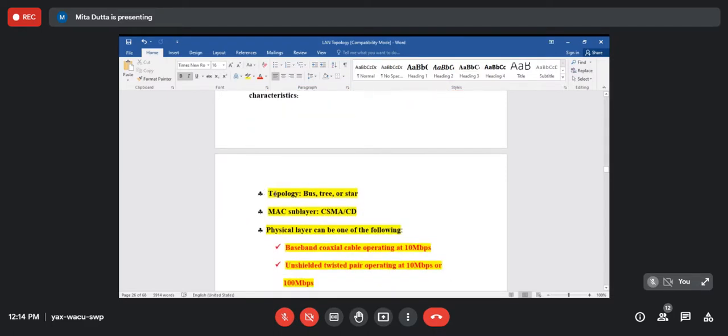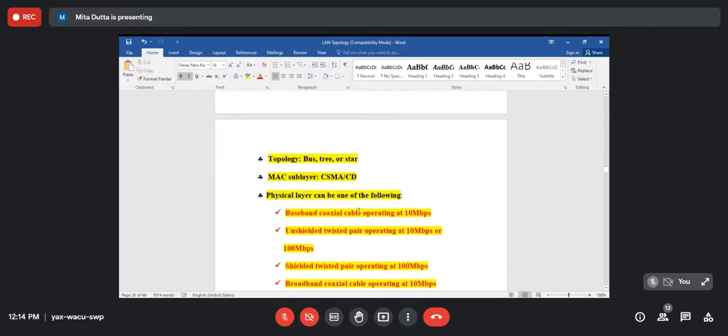And here these LAN standards include bus, tree, or star. And here the MAC protocol will be CSMA/CD, and the physical layer, because I have already told you, will decide what will be the signal, what will be the data rate.